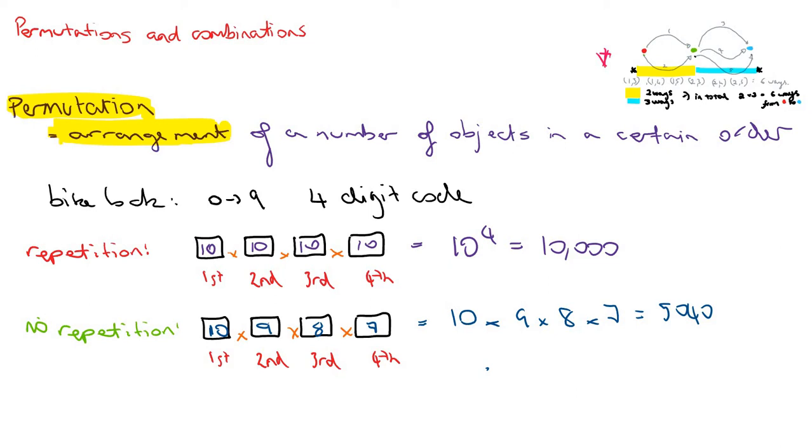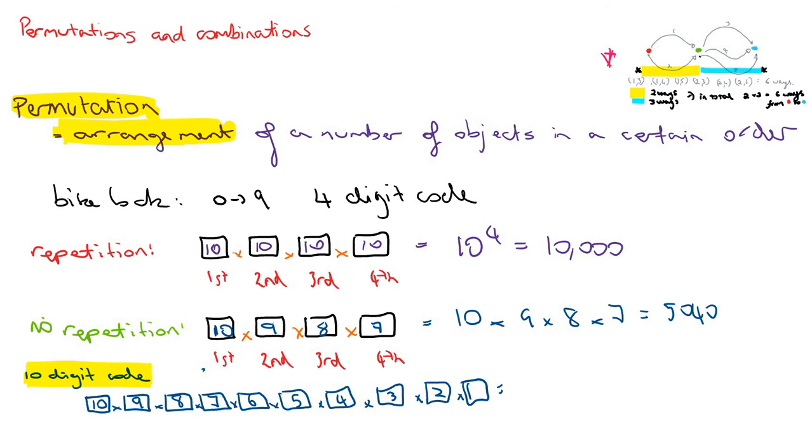Let's just say we had a 10-digit code without repetition. How many different arrangements could you have? Well, in the first position you'd have 10 options. In the second position you'd have 9 without repetition, then 8, then 7, then 6, then 5, then 4, then 3, then 2, then 1. So that gives you a total of 3,628,800 different arrangements. To try and crack that code is going to be obviously very difficult if you've got a 10-digit code without repetition.